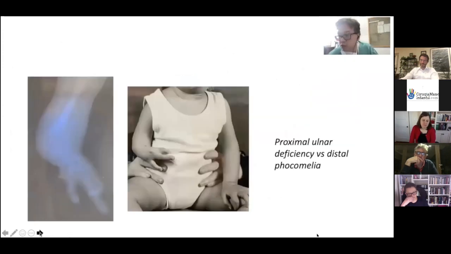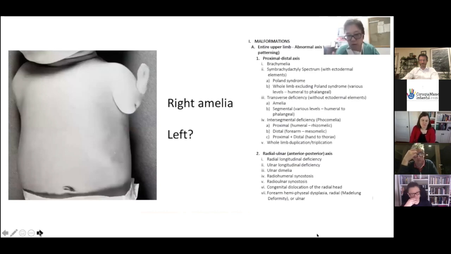So let's look at this child. Some may classify this as a distal phocomelia, but is this in fact a proximal ulnar deficiency? You can actually see the bifid humerus here, which gives a clue. What about this? How would you classify this on the OMT? On the right, I think it's an amelia transverse arrest. On the left, is this phocomelia or some form of a severe deficiency type B?